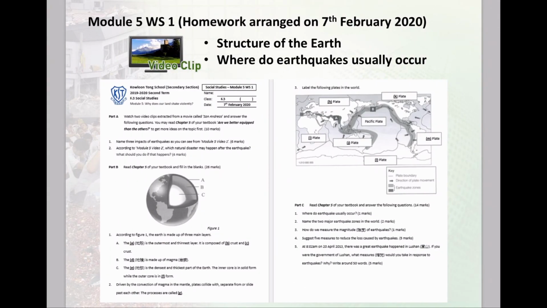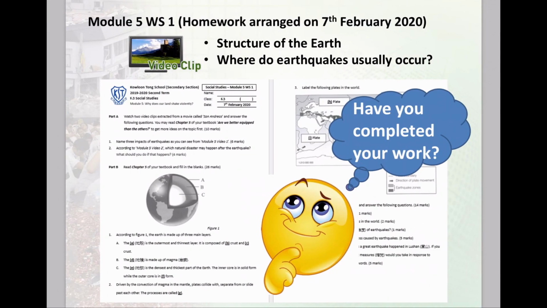Okay, let's start. In this module, we are going to talk about earthquakes. In your previous homework, Module 5 Worksheet 1, you should have some ideas on the structure of the Earth and where earthquakes usually occur. You should have more ideas by reading your textbook. Have you completed your work?